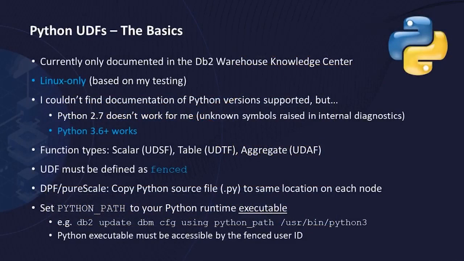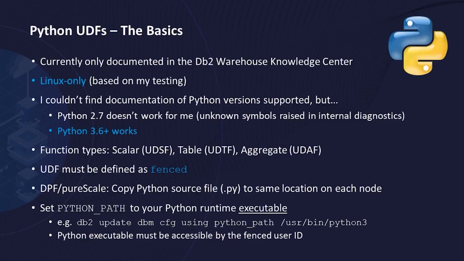Let's now take a look at the new Python UDF support in DB2. This is supported in DB2 11.5.5, but it's not actually documented in the Knowledge Center, but it is in the DB2 warehouse documentation. I couldn't find anything that explicitly states where it's supported, but I successfully tested on both Linux on x86 and Linux on Power. I tried it on AIX and it doesn't work there, but I didn't have an opportunity to try it on Linux on Z.